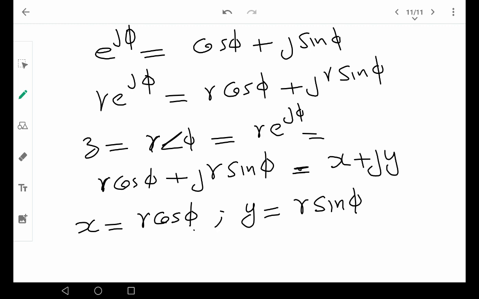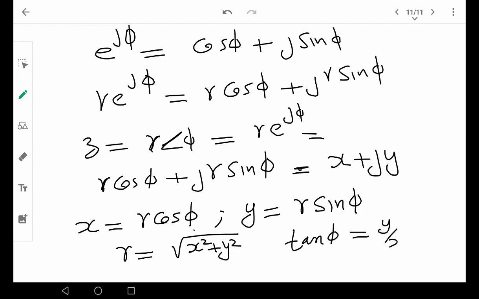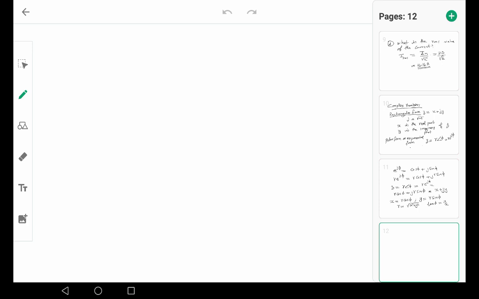Okay. And you can do the reverse thing also. You can always write r equal to square root of x square plus y square, and you can always write tan phi equal to y by x. Okay, that's how you will do the things. So phi equal to tan inverse y by x. Is it clear?